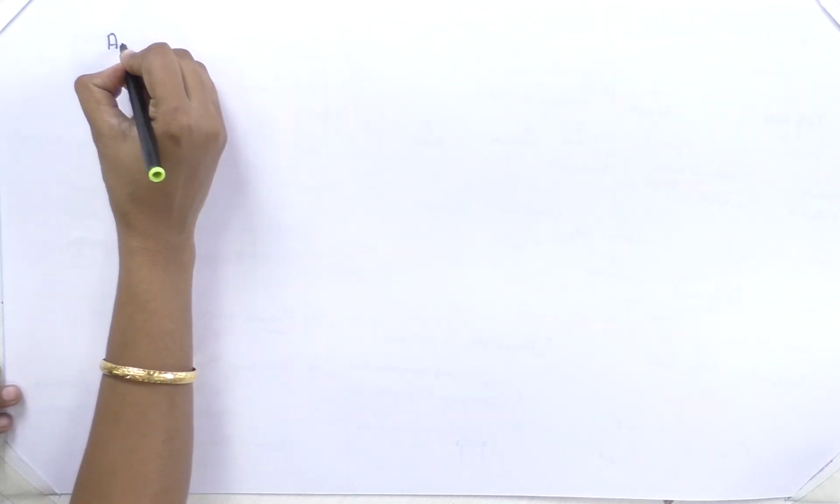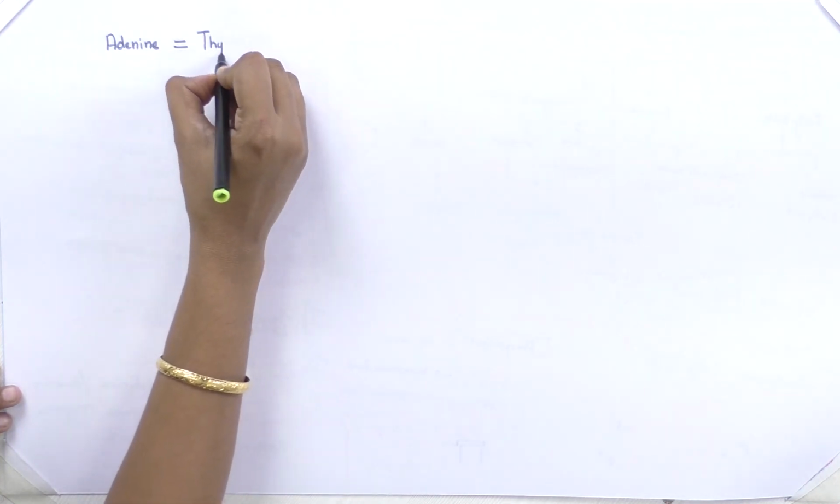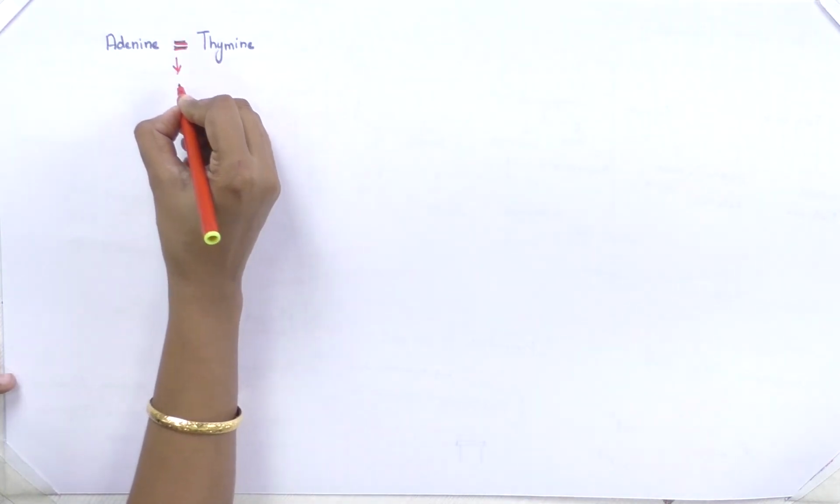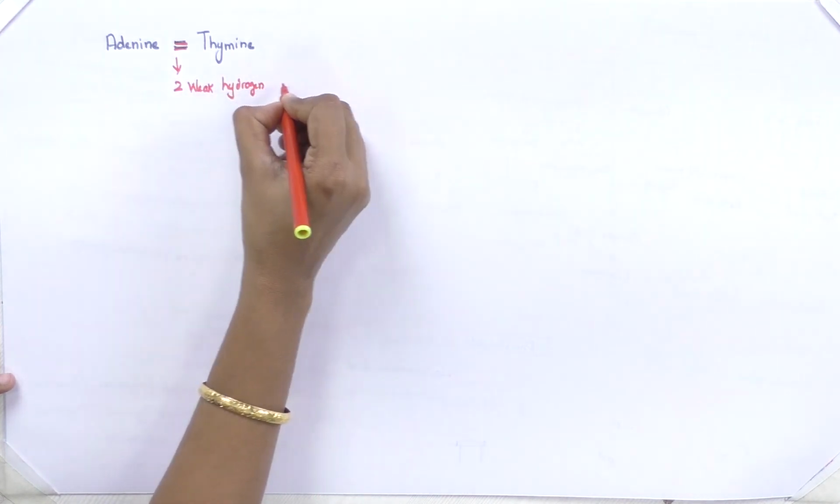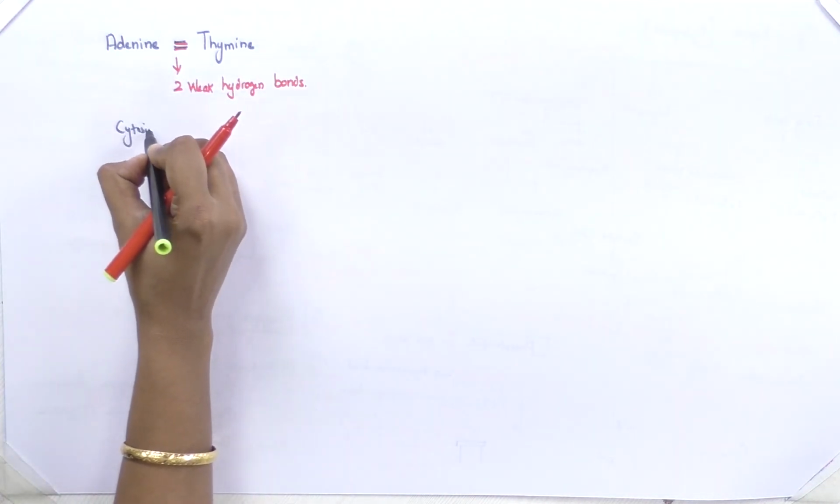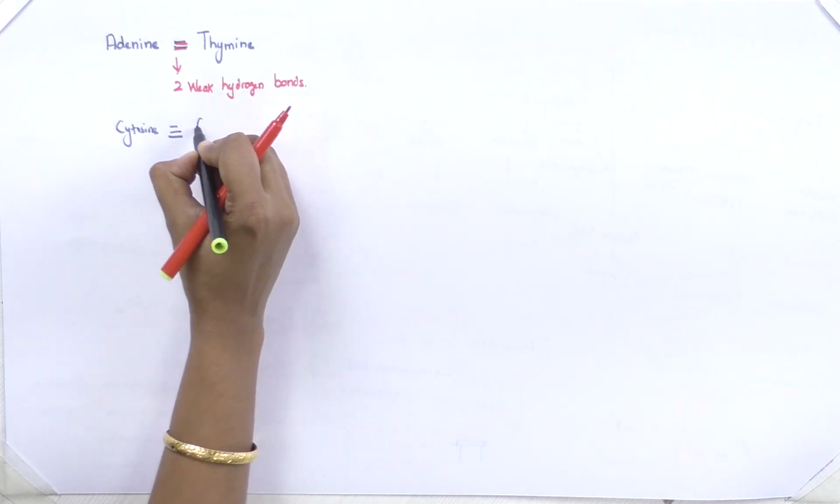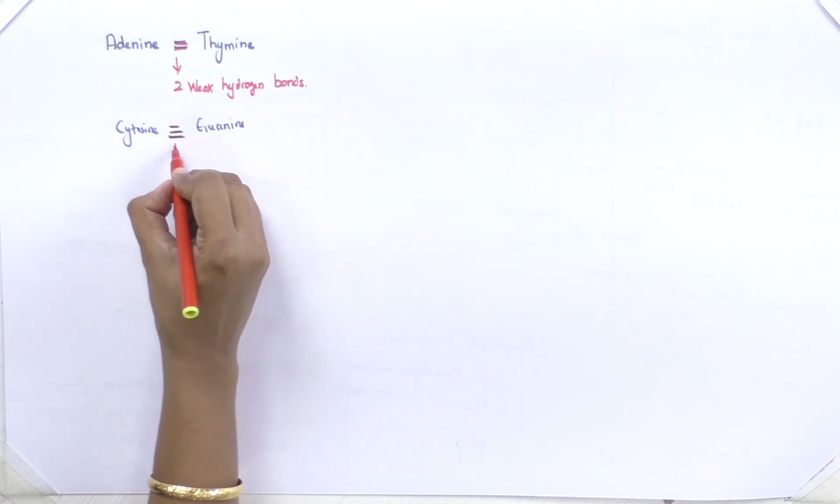Adenine and thymine are joined together by two hydrogen bonds, whereas cytosine and guanine are joined by three hydrogen bonds. So adenine and thymine are the nitrogenous bases joined by two weak hydrogen bonds, whereas cytosine and guanine are joined by three weak hydrogen bonds.